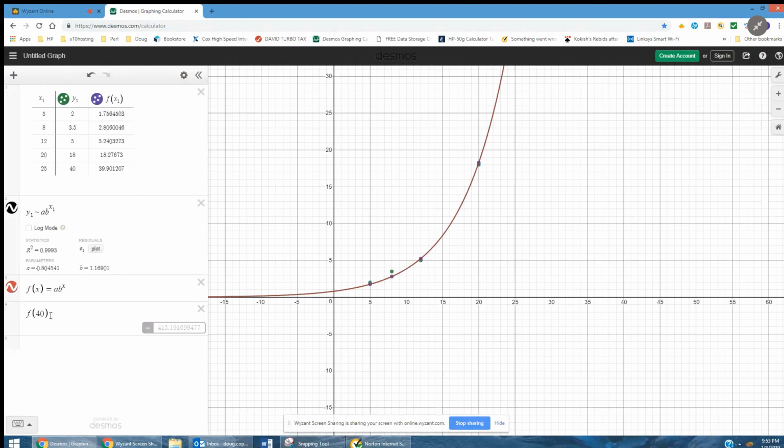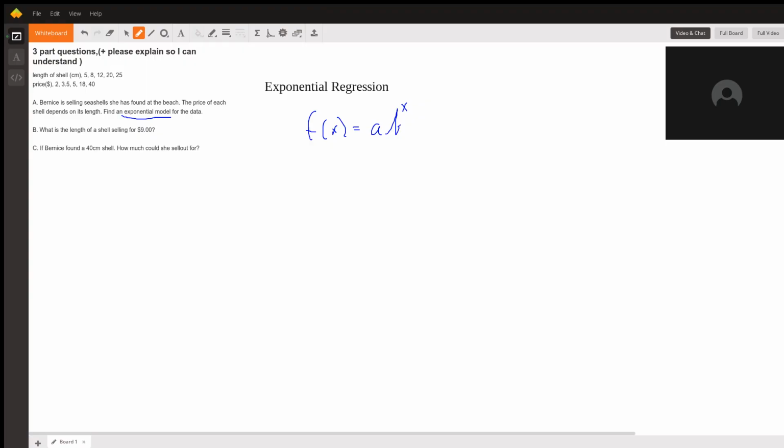By putting f of 40, I can determine what the price should be if you discover a shell with a length of 40. And then I added a column to the table for f of x sub 1, and you can see how close y sub 1 is to f of x sub 1. For the most part, we're pretty close in all respects. So I'm going to stop sharing.